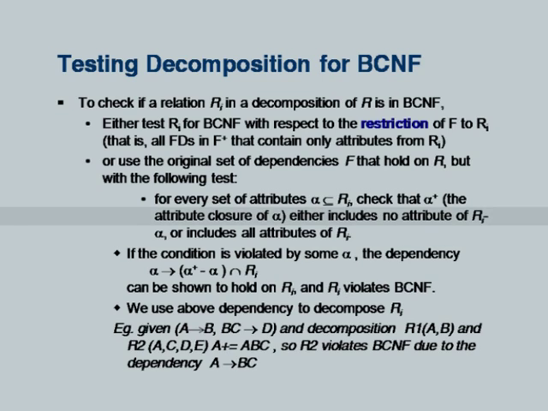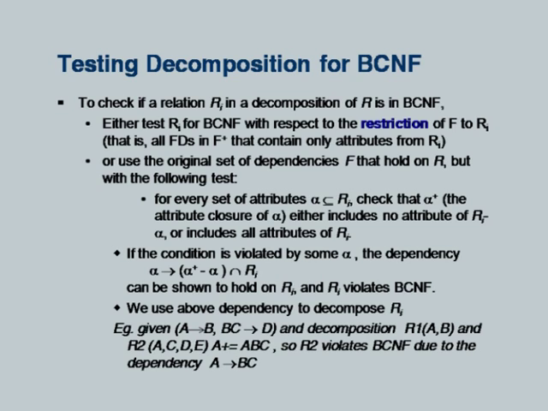And then check if this closure either does not include any attribute of Ri minus alpha, which means that with respect to Ri, the restriction will be trivial, or it includes all attributes of Ri, and therefore alpha is a super key in Ri. This is basically the definition of BCNF: either it's trivial or a super key. We are going to check this for each subset of Ri. So it's easy to see that this test is correct.